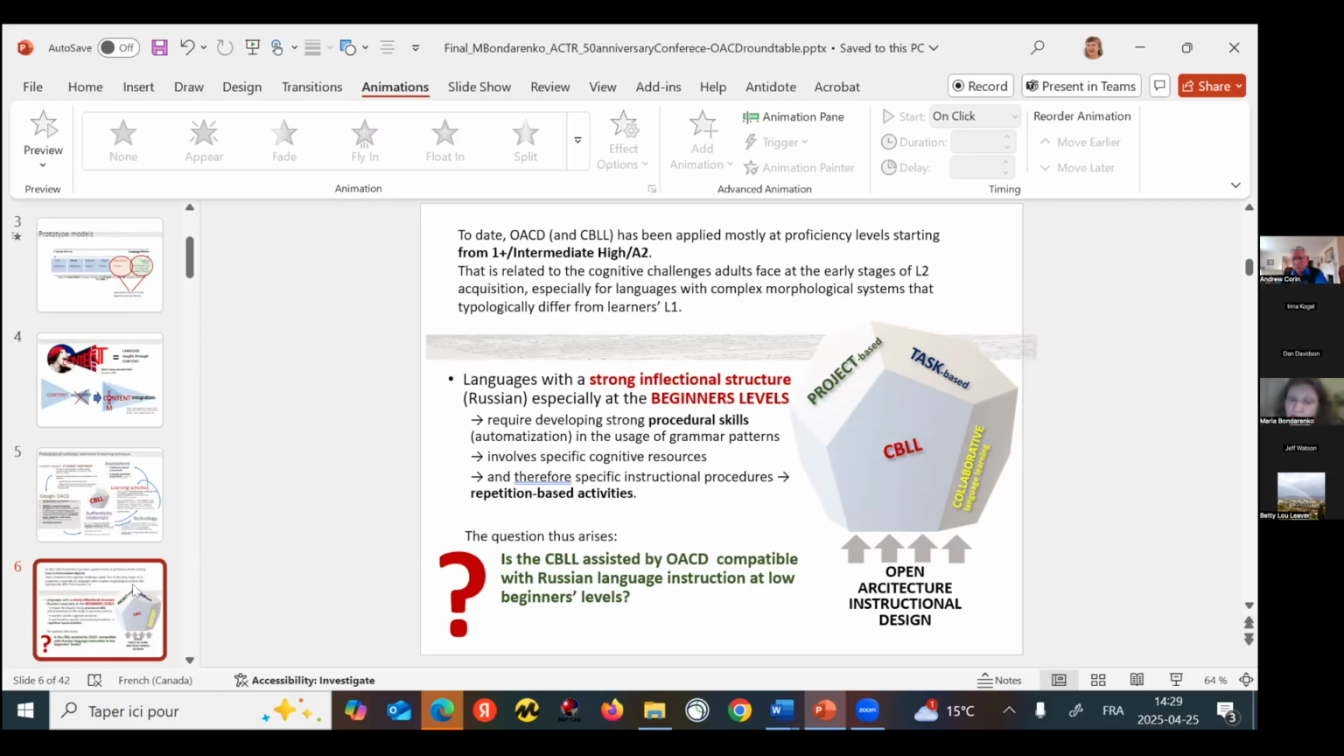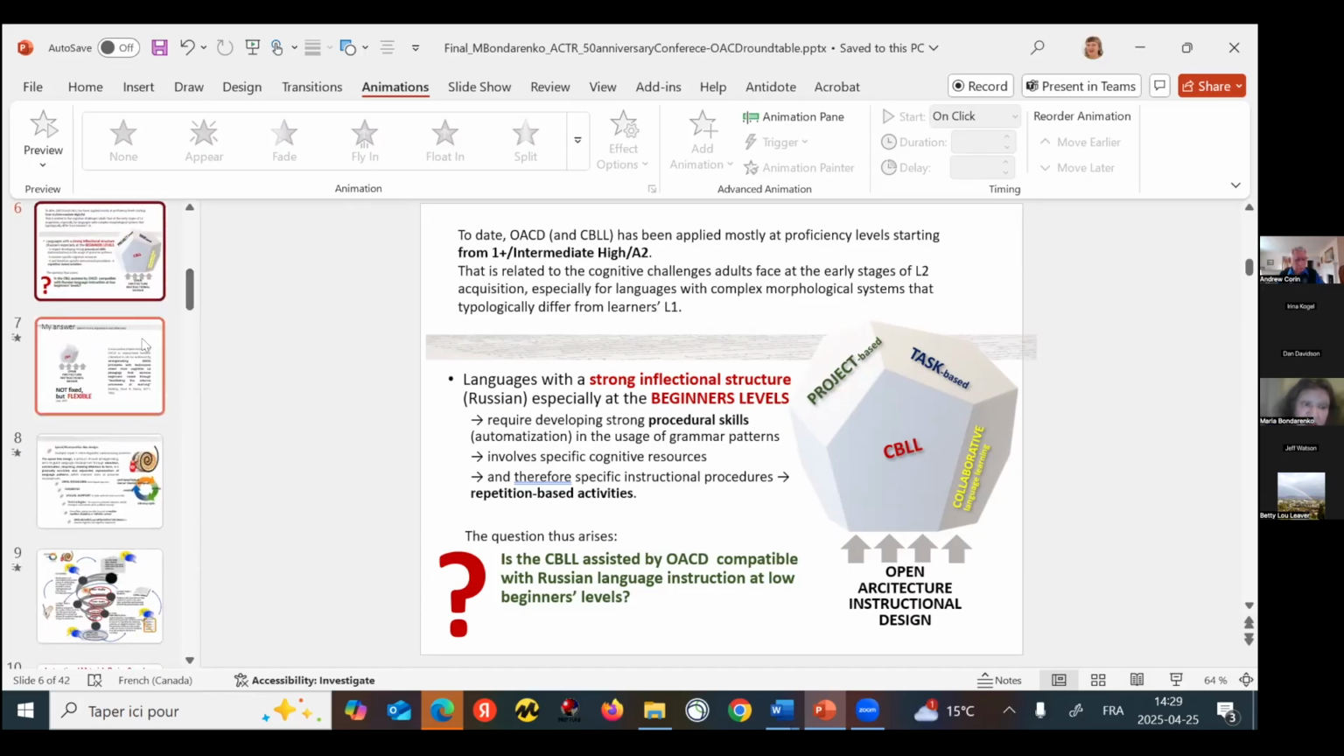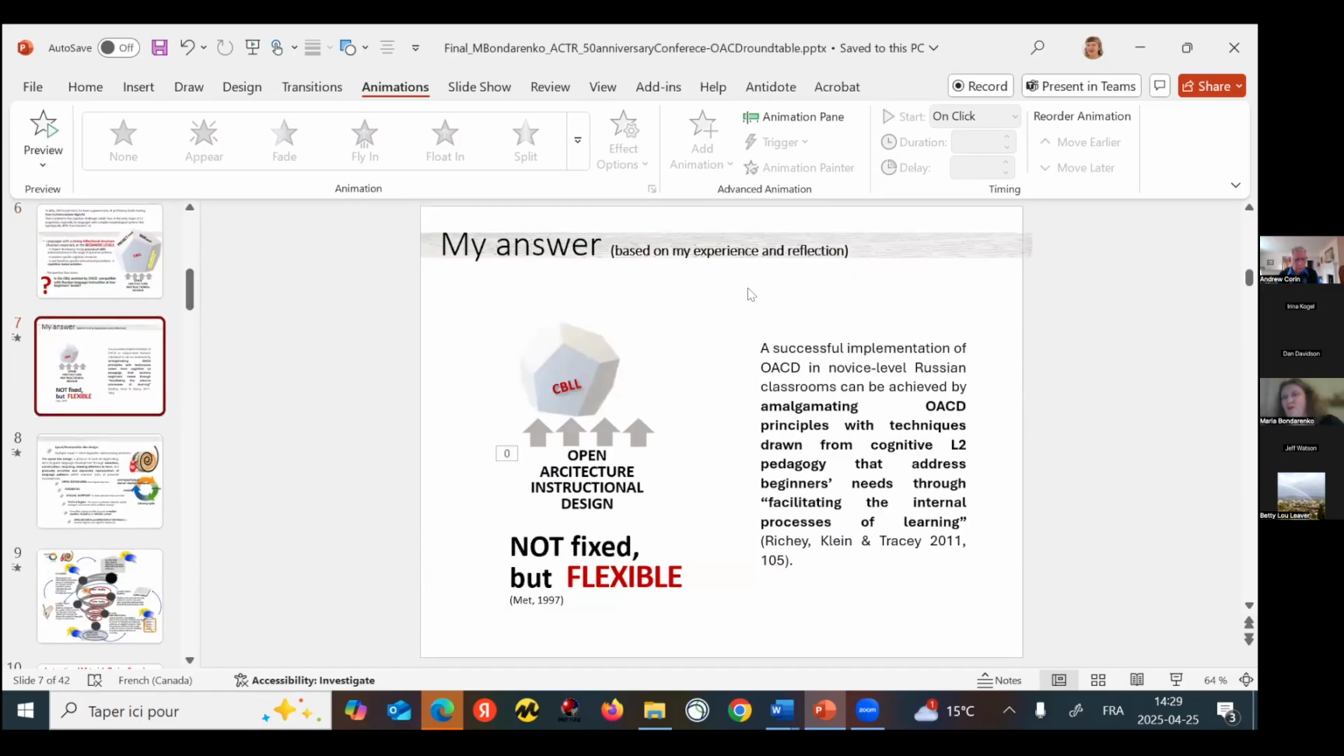And that involves specific cognitive resources and therefore specific instructional procedures, which are repetition-based activities. And the question thus arises: is the CBLL assisted by OECD compatible with Russian language instruction at low proficiency level? And my answer to this question, based on my experience and reflection, is yes.